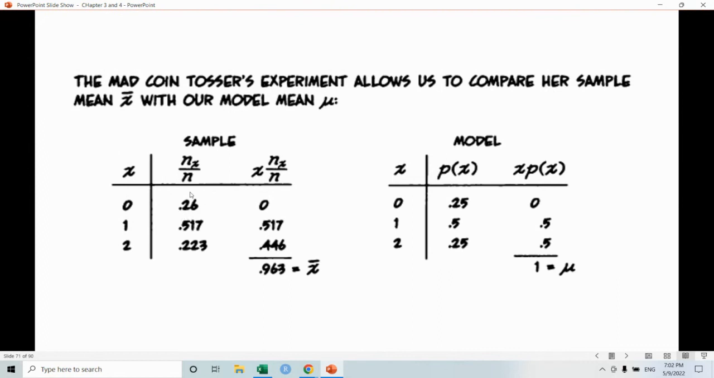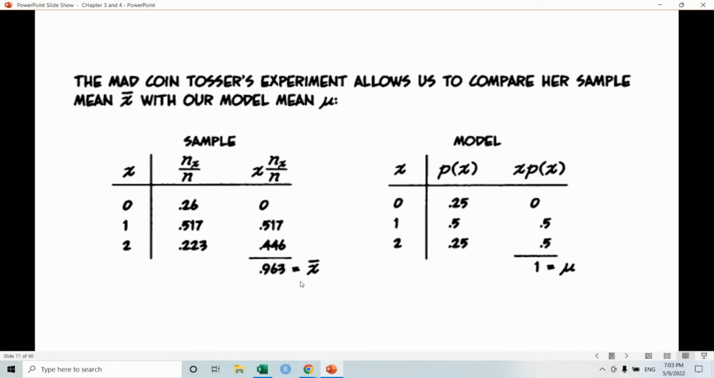So we had 260 divided by 1,000, so we've got the relative frequency of her actual trials that she accomplished, right? So we had 260, we had 517 divided by 1,000, or 0.517, and 0.223. So we know that due to the underlying statistical laws, the mean should be 1, right? Because if you think back to the histogram of 0, 1, and 2, 1 was the highest number. And through the trial method, we got 0.963.